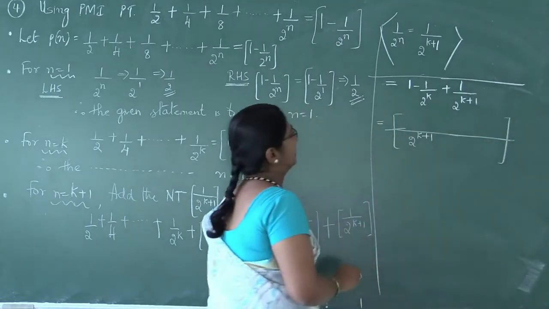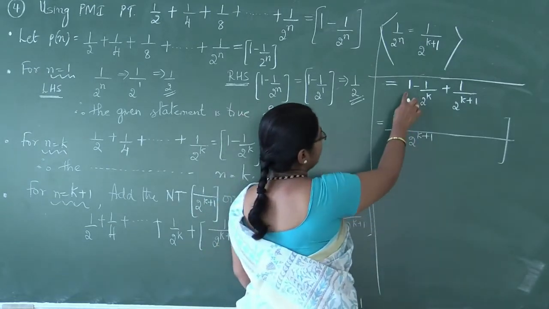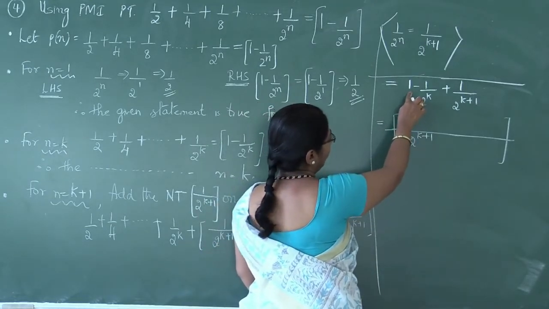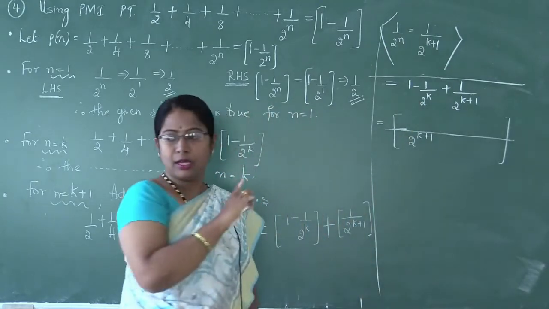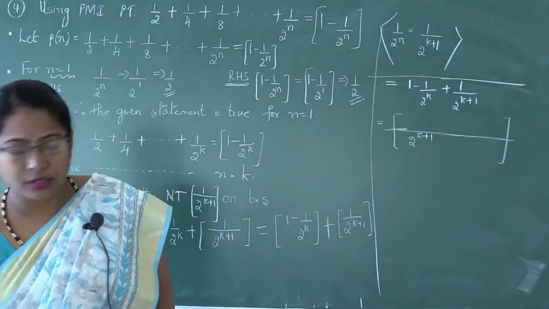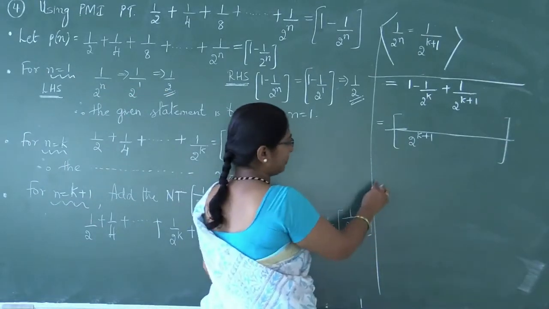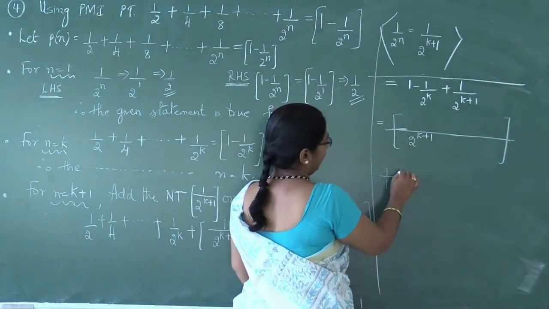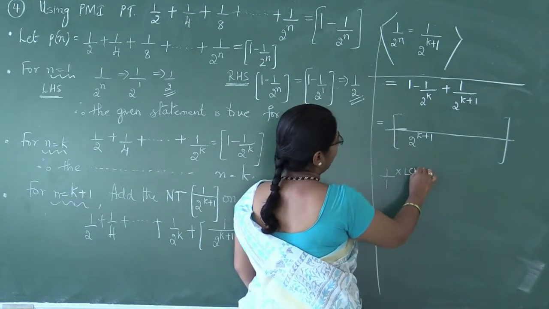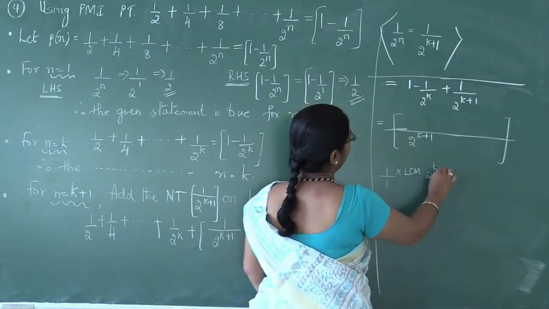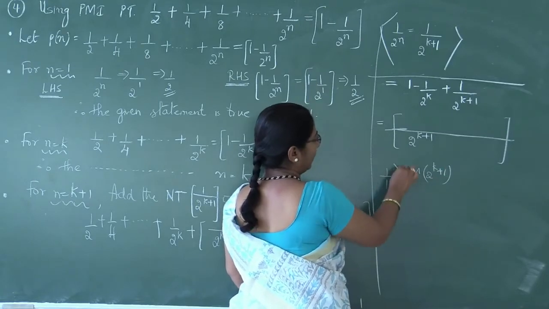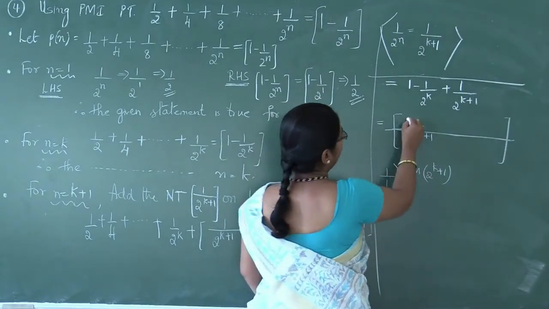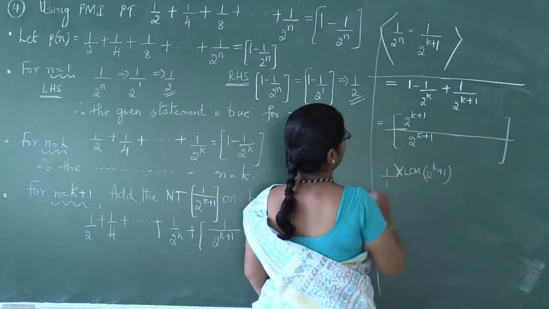How do you find the LCM now? What is the first term here? 1 divided by what? 1. I'll just teach you how to find the LCM here. So consider the first term. What is the first term? 1 divided by 1 into LCM. What is the LCM here? 2 power k plus 1. 2 power k plus 1 into 1 will sum up to what? 2 power k plus 1.